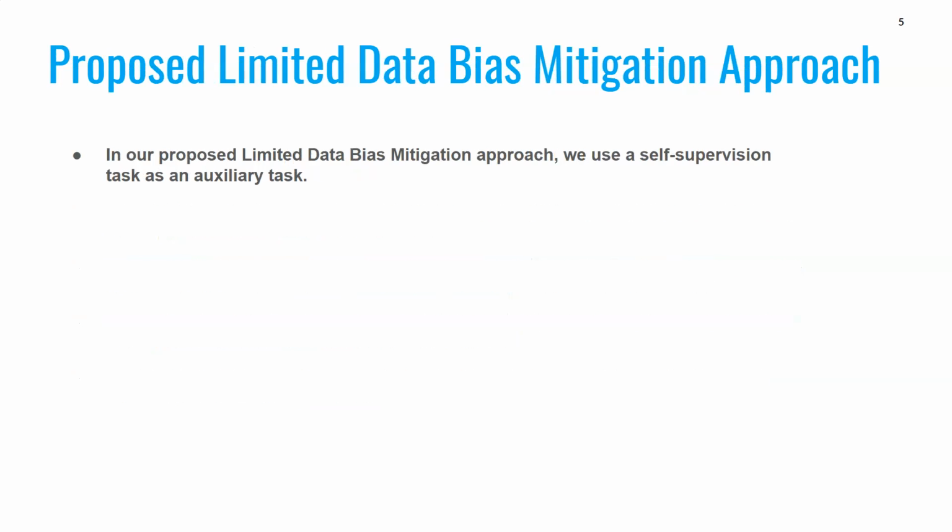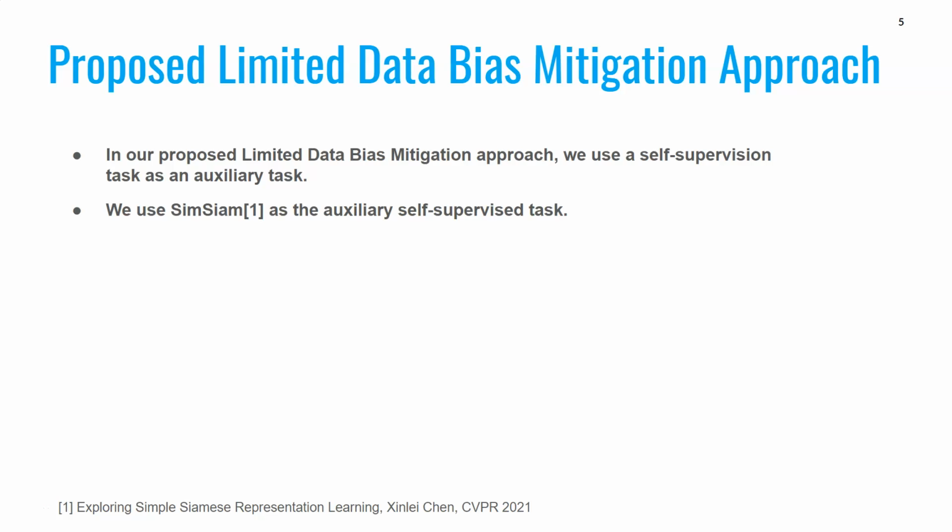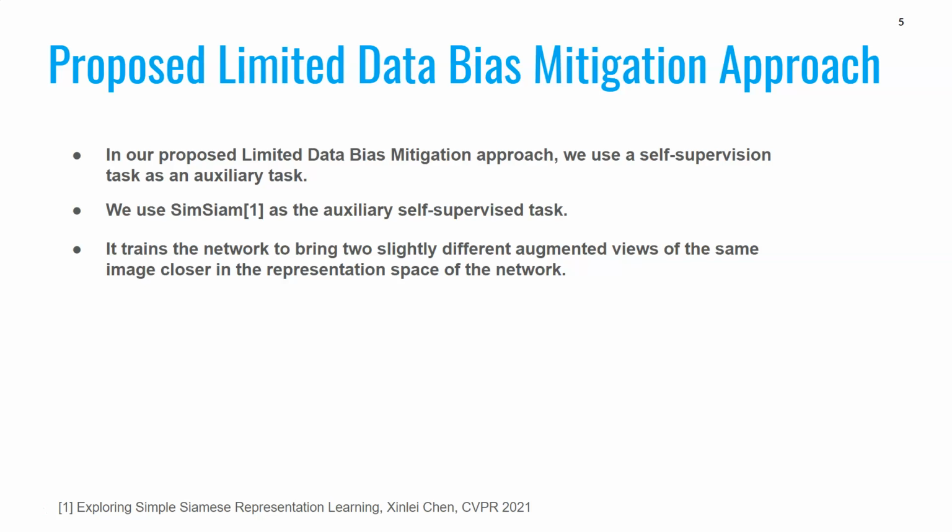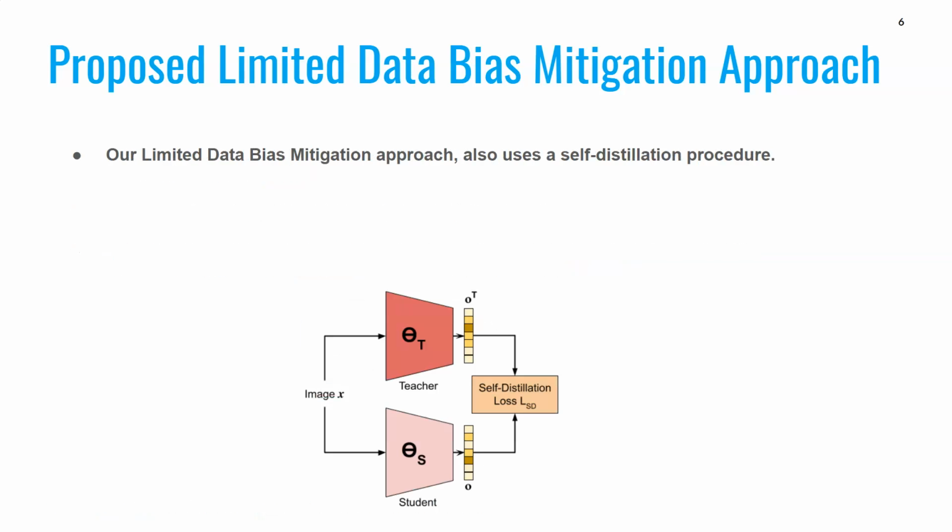These techniques are also effective in the limited data setting and can easily help other bias mitigation approaches. In our proposed limited data bias mitigation approach, we use a self-supervised task as an auxiliary task. Specifically, we use SimSiam as the auxiliary self-supervised task. SimSiam trains the network to bring two slightly differently augmented views of the same image closer in the representation space.